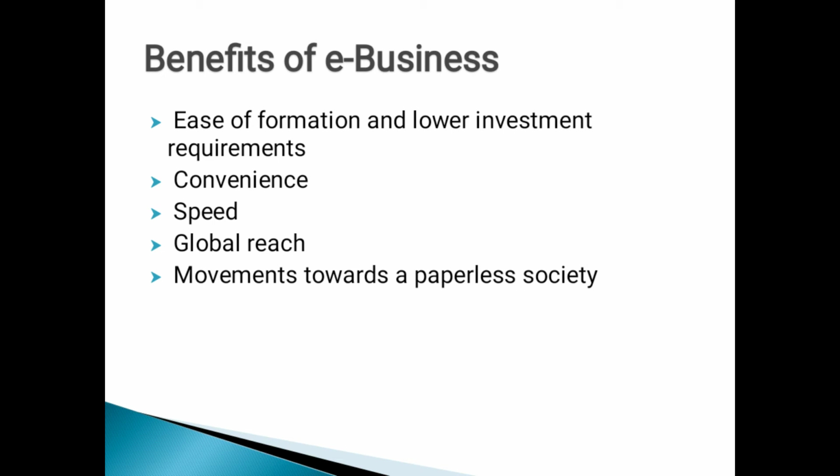Next one is global reach. With the help of a well-developed computerized networking system, e-business sellers can operate at the national as well as the global level. The buyer and the seller from any part of the world can interact with each other. Buyers get the freedom to choose products from almost any part of the world.